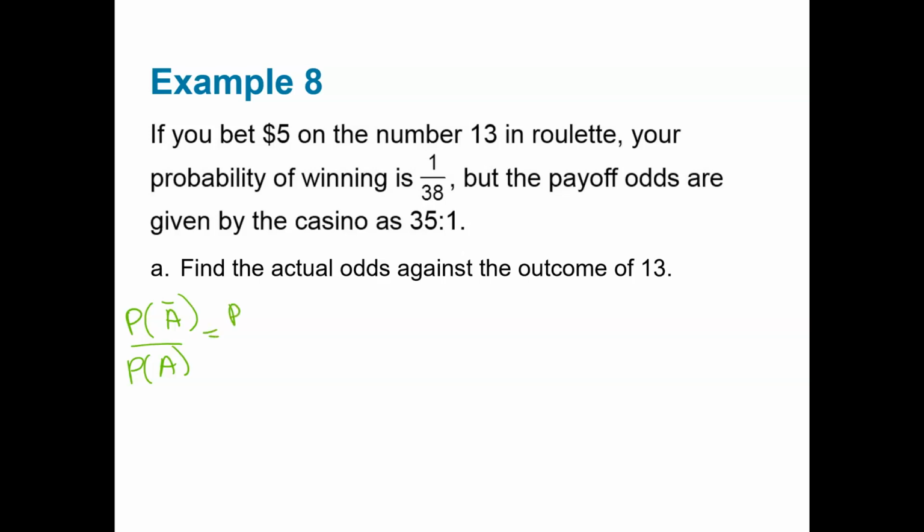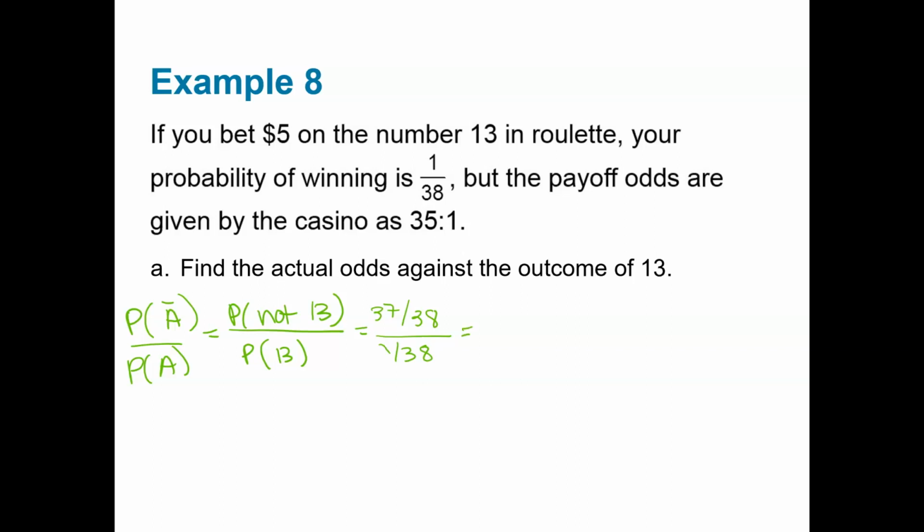So this is the probability of not 13, and I'm breaking my rule here by putting 13 inside, and the probability of 13. So what's the probability of not getting 13? Well, they say the probability of winning is 1 over 38, so I can put that there. That means it's 37 over 38 that I'm not going to get 13.